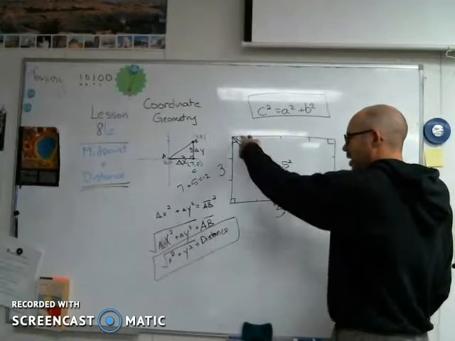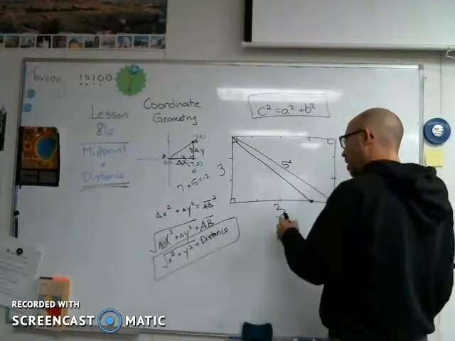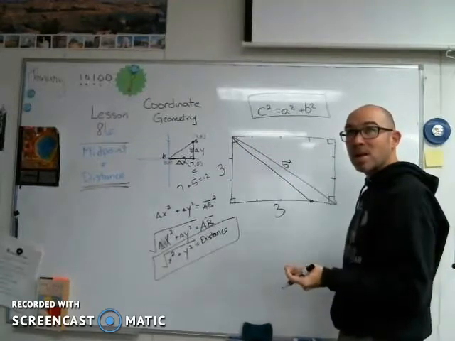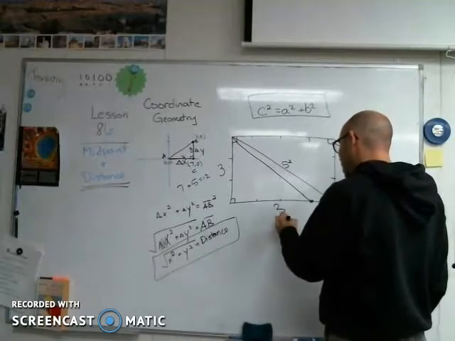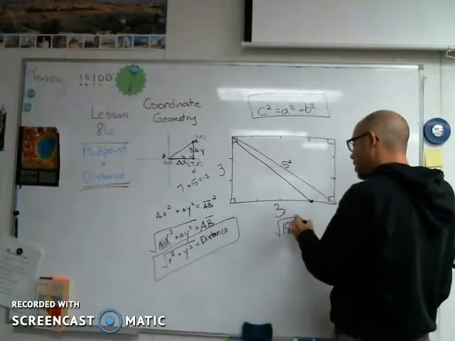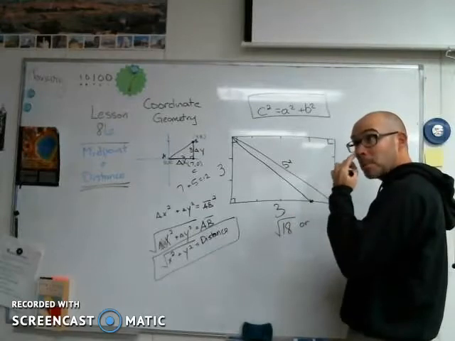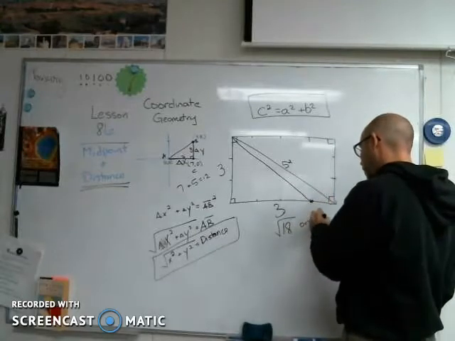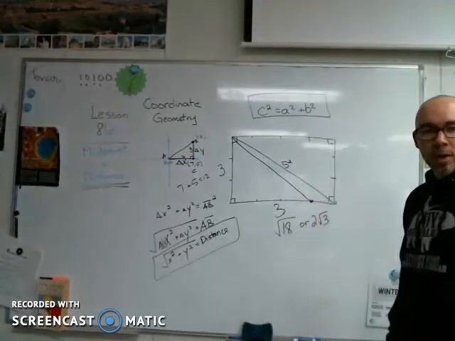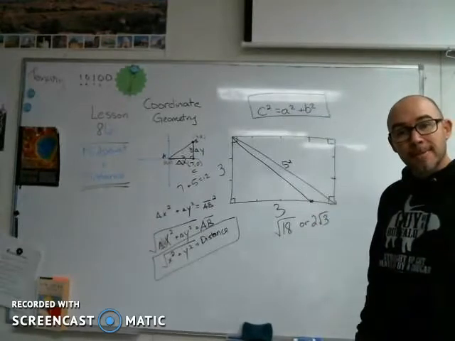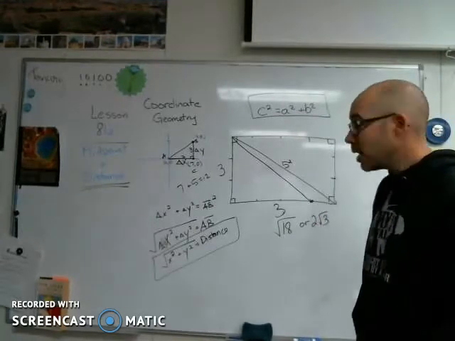This isn't going to be a nice clean answer, right? It's going to be 3 squared and 3 squared. 9 and 9 makes 18. It's the square root of 18. Or if I want to clean that up a little bit, 2 times the square root of 3 is the distance. But I got a way of doing that now.